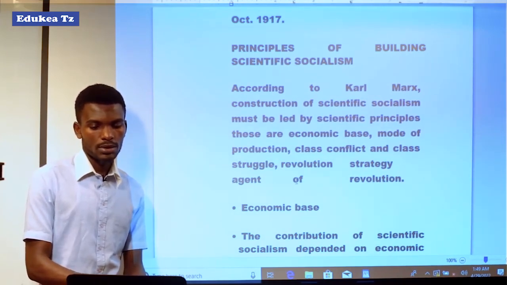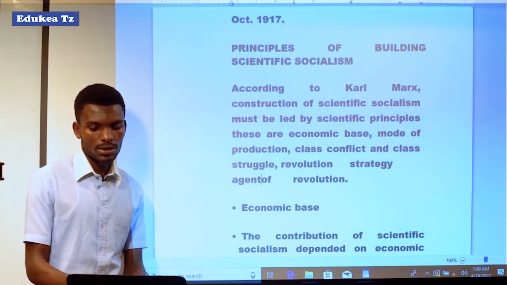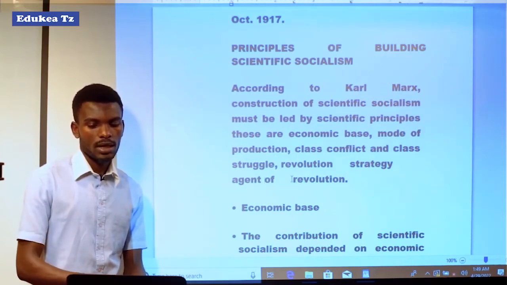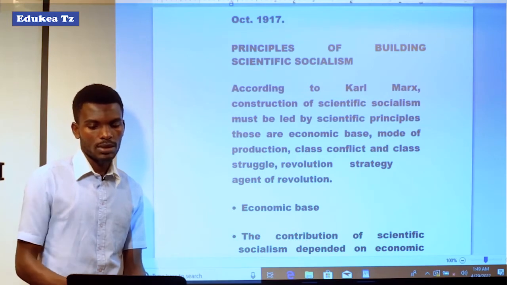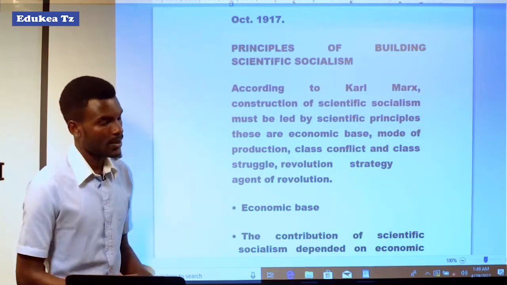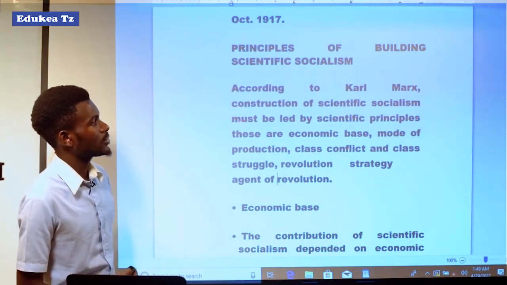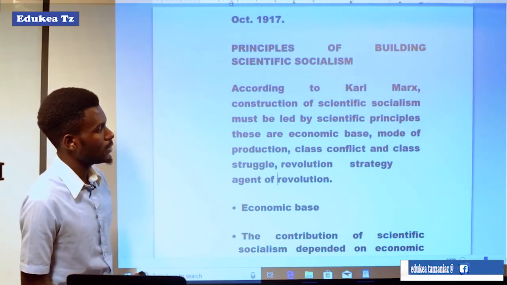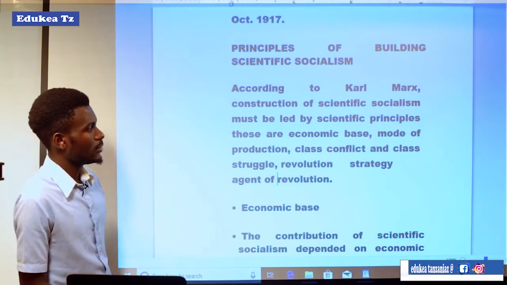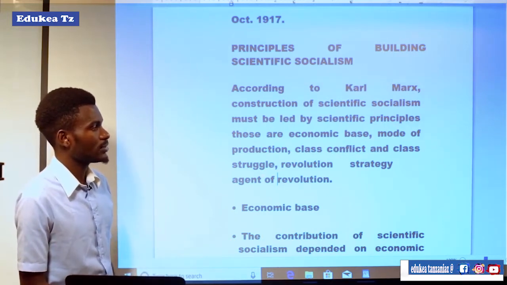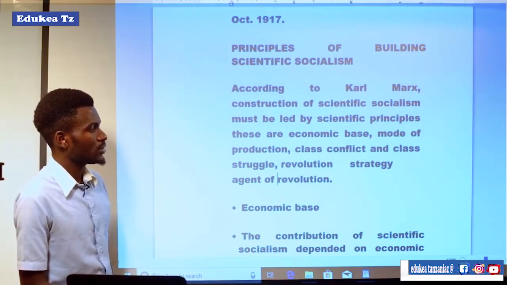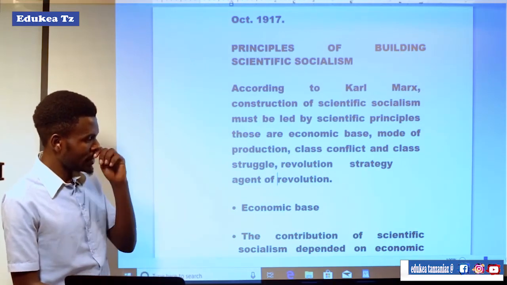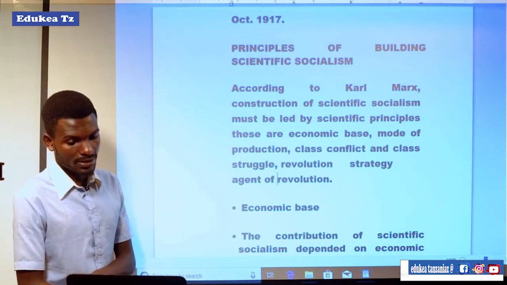Principles of building scientific socialism. According to Karl Marx, construction of scientific socialism must be led by scientific principles. These are the economic base, mode of production, class conflict and class struggle, revolutionary strategy, and agent of revolution. Let us start with the economic base.